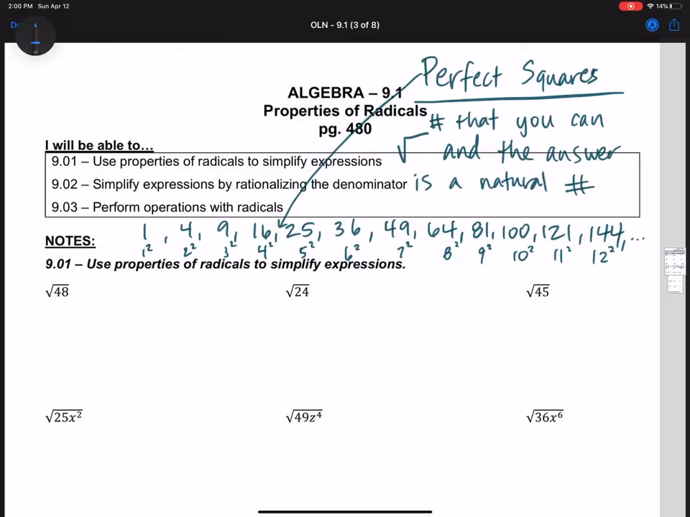Hi everybody, today we're going to talk about properties of radicals. You guys know radicals is square roots. There are some things I want to start off with before we get into anything.